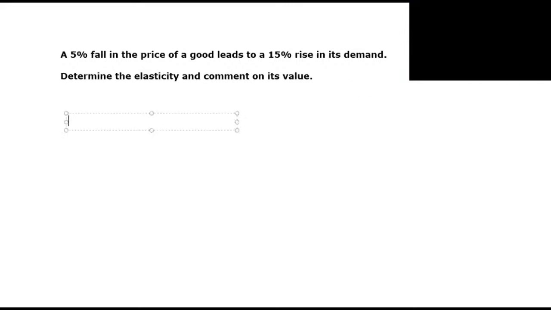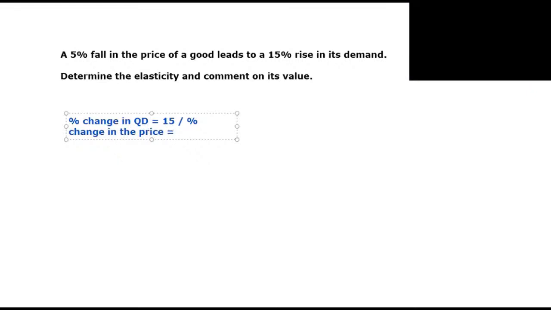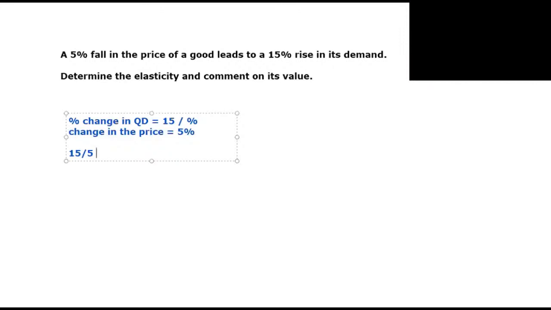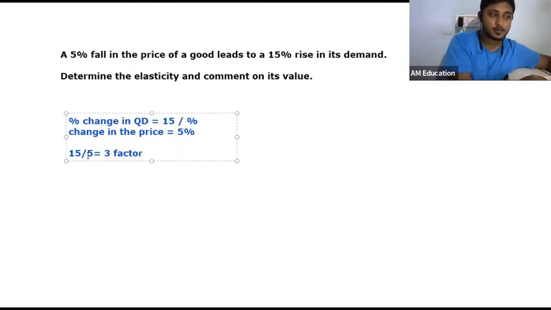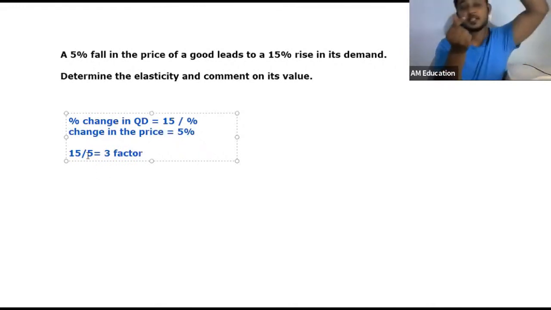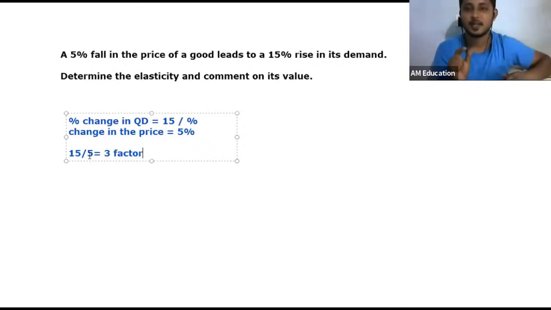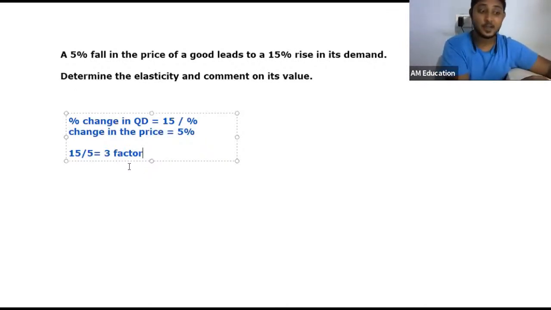How much is the percentage change in quantity demanded? 15. Divided by the percentage change in price, which is 5%. 15 by 5 equals 3. This is the coefficient of elasticity. 3 is the factor. So if you change the price by 5%, demand will change by 15%. That means if you increase the price by 5%, demand will decrease by 15%. If you decrease the price by 5%, demand will increase by 15%. Clear? Understood, all of you? Yes, sir. That is the concept of elasticity and the coefficient of elasticity, the meaning of this coefficient.